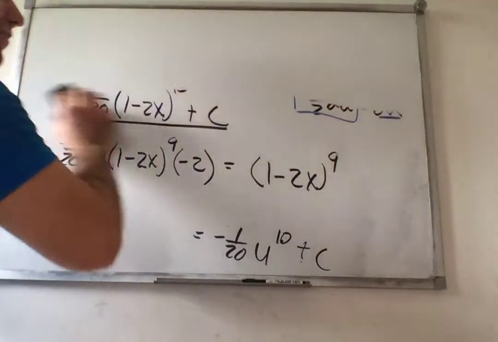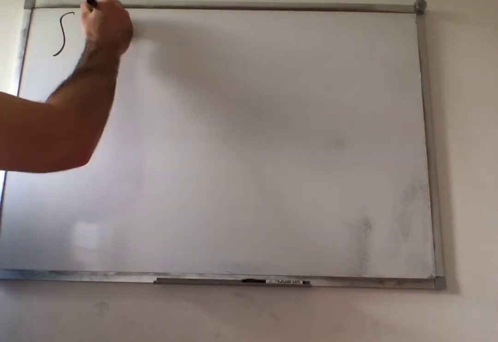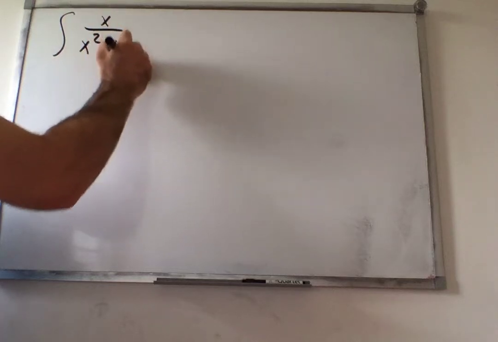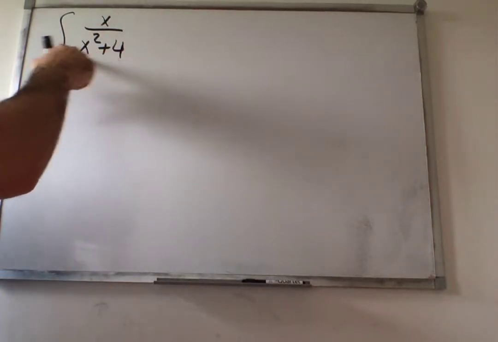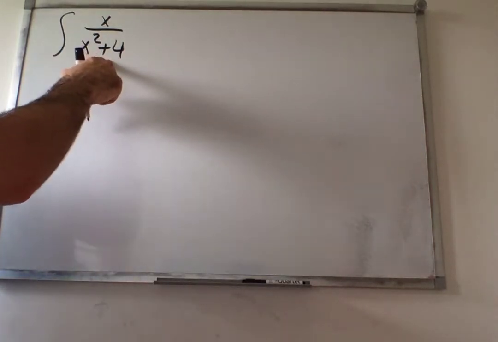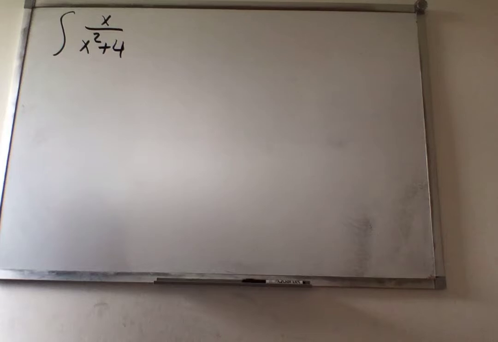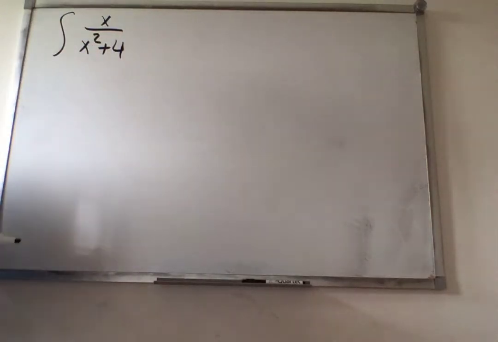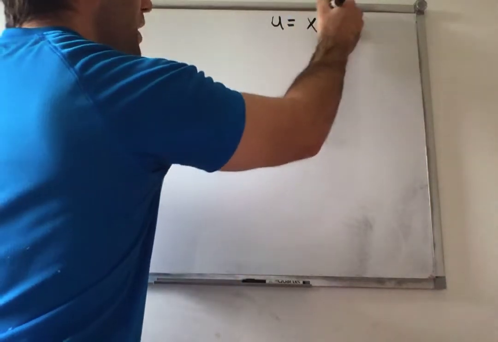Let's do another example. The process on a lot of these is the same. You state u, you get your du, you substitute, then you integrate. So let's see. We've got the integral of x over x squared plus 4. Now, if I were to take the derivative of this denominator, I would get 2x. Well, that looks like the numerator, because if I were to take the derivative of the numerator, you just get 1, which looks nothing like the denominator. So I'm going to choose the denominator to be my u. u is equal to x squared plus 4.